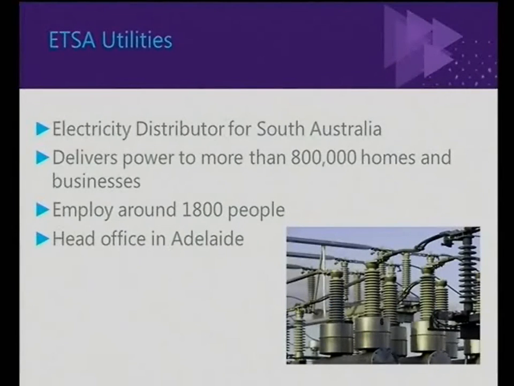First off, who are Etsy Utilities? Well, we're the electricity distributor for South Australia. We deliver power to more than 800,000 customers, both residential and businesses. Our head office is in Adelaide, and we've got around 35 remote sites dotted around South Australia. And we employ around 1,800 people.